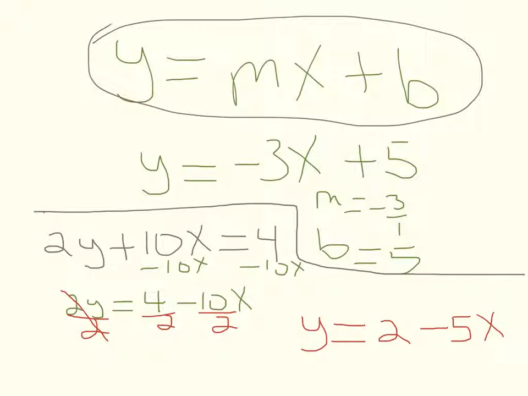Your slope is negative 5 over 1, or negative 5, because that's the number that's beside x. And then your y-intercept would be 2. So in this situation, I could say b equals 2 and m equals negative 5, or negative 5 over 1. It means the same thing. So remember that rule. Y must be alone in order to identify the slope and y-intercept.